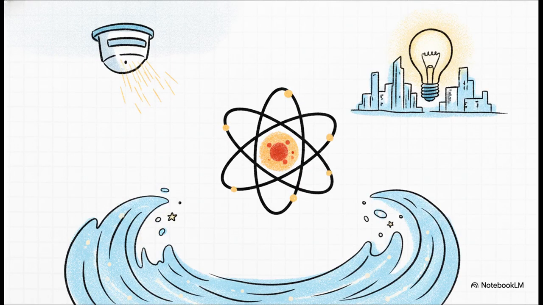From the Americium-241 that's powering the smoke detector in your hallway right now, to Cobalt-60 being used for targeted cancer radiotherapy. We use Uranium-235 to provide baseload electricity for entire cities, and we even use radioactive tracers to map global ocean currents. Understanding these decay rates keeps us safe, keeps the lights on, and genuinely helps us understand our planet.